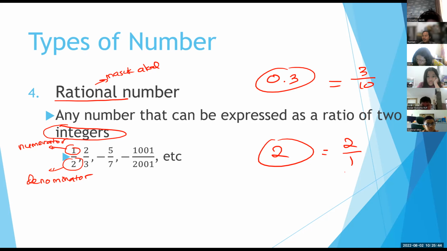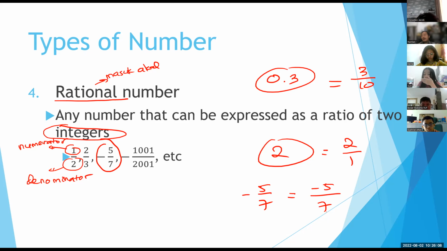Okay, and it can also be negative, guys. For example, -5/7. Both of these numbers are integers: -5 is an integer, 7 is also an integer. That's why -5/7 is also a rational number. Okay, do you get the idea, guys? How to differentiate? Yeah, I get the idea.